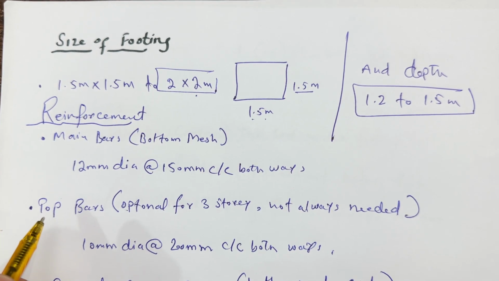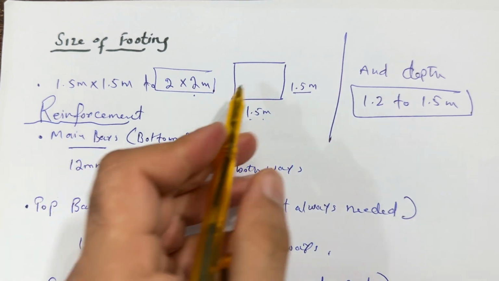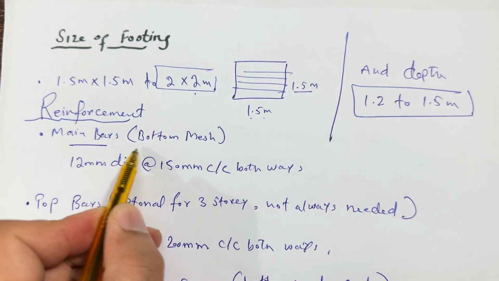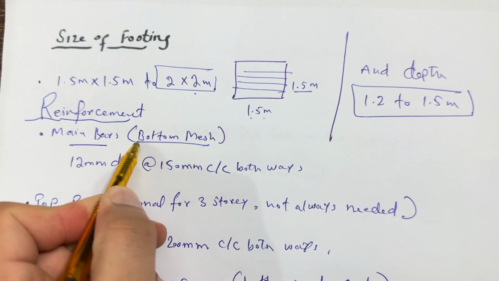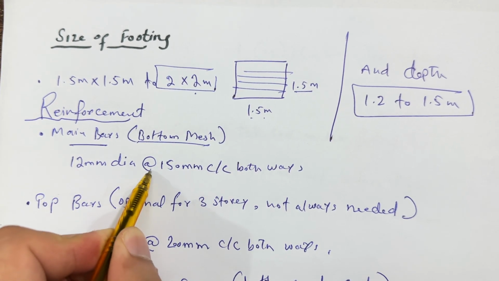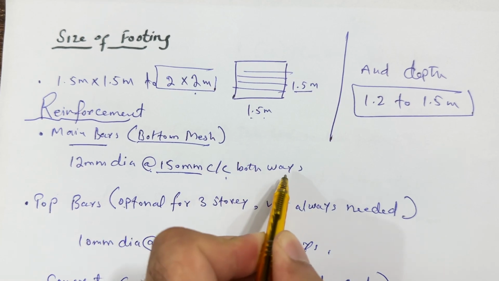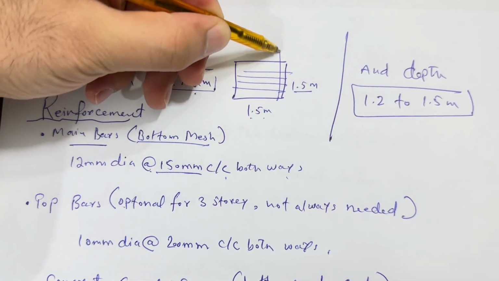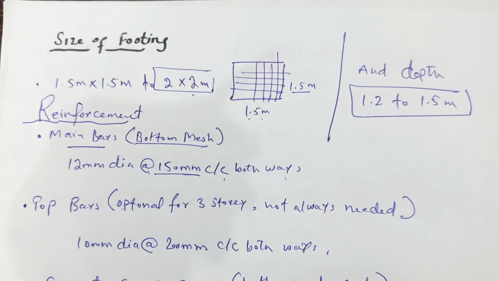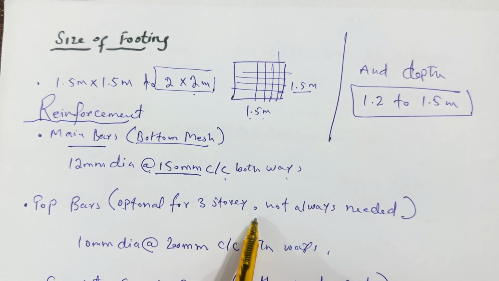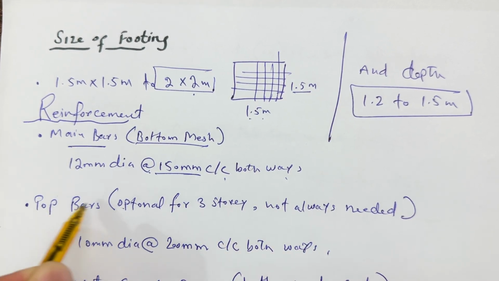Next, let me guide you for reinforcement. Main bars, which we are placing here like this, main bars in footing. The main bars, bottom bars, are 12 millimeter diameter steel rod, 150 millimeter center to center spacing for both ways, guys. You can see for main bars and also for distribution bars. Top bars are optional for 3-story, not always needed. So this is optional.